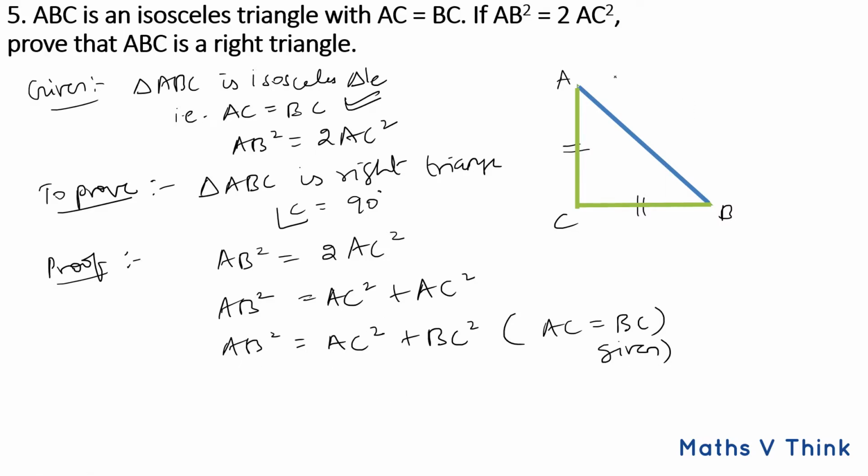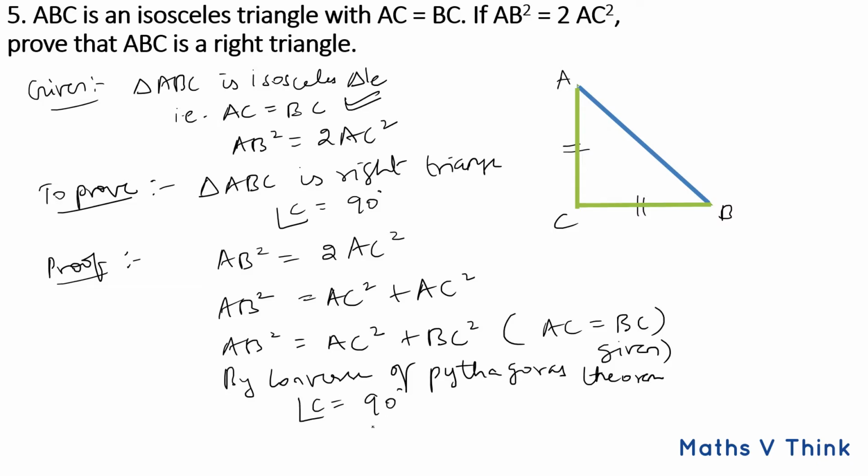Now when you see in the triangle, you see AB square is equal to AC square plus BC square. That is, by converse of Pythagoras theorem, the converse of Pythagoras theorem says the square of one side is equal to the sum of the squares of the other two sides, then the angle opposite to the first side is a right angle. In this case, the angle opposite to AB is angle C. So I can tell angle C is equal to 90 degrees. Therefore, triangle ABC is a right triangle.